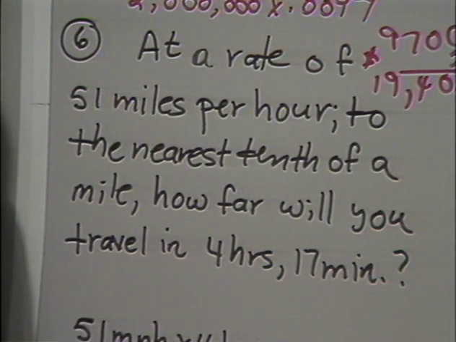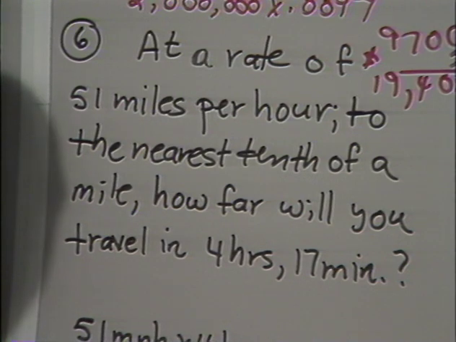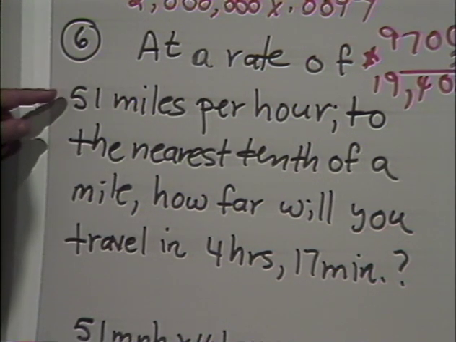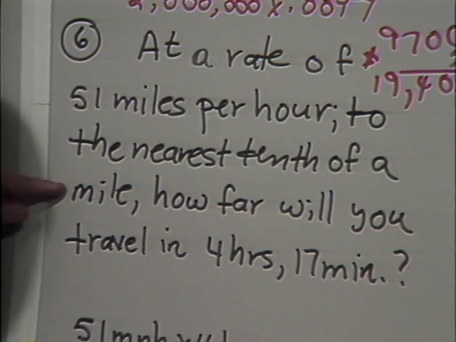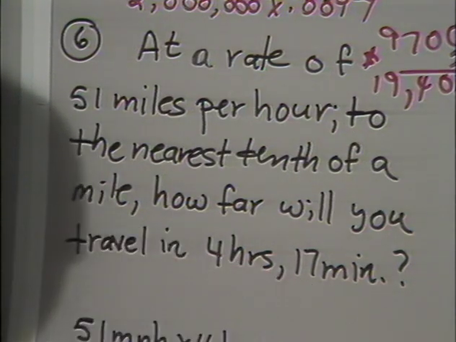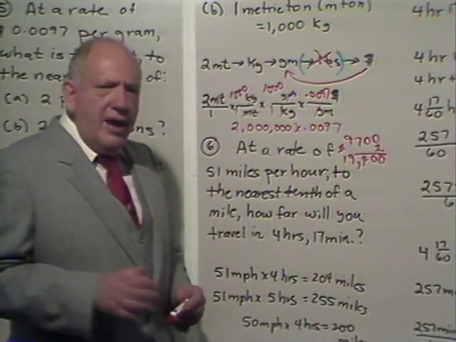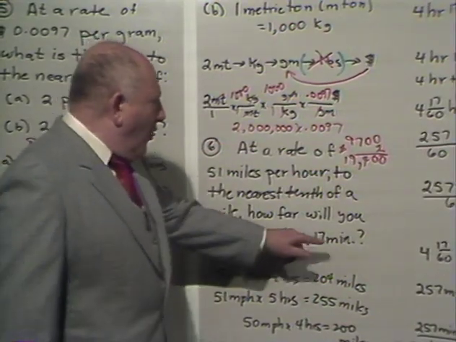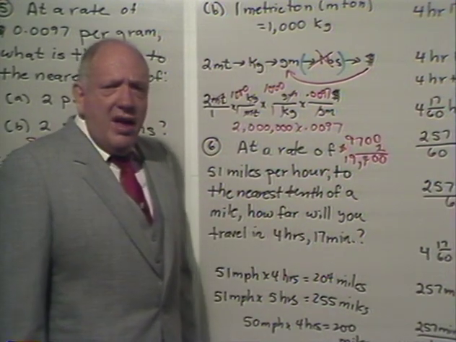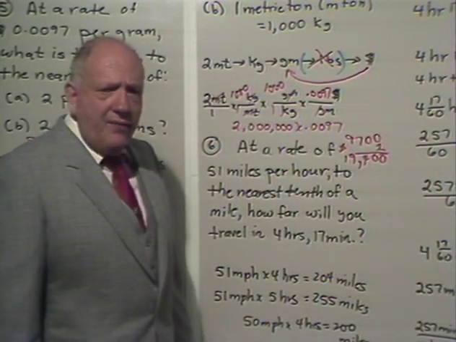Now, starting with problem number 6, we take the metric system out of the picture, so to speak, and we talk about other kinds of rates. See, at a rate of 51 miles per hour to the nearest tenth of a mile, how far will you travel in 4 hours and 17 minutes? And the first thing I want you to learn about these problems is don't be afraid to make estimates. Whatever 4 hours and 17 minutes is, it's more than 4 hours but less than 5 hours.